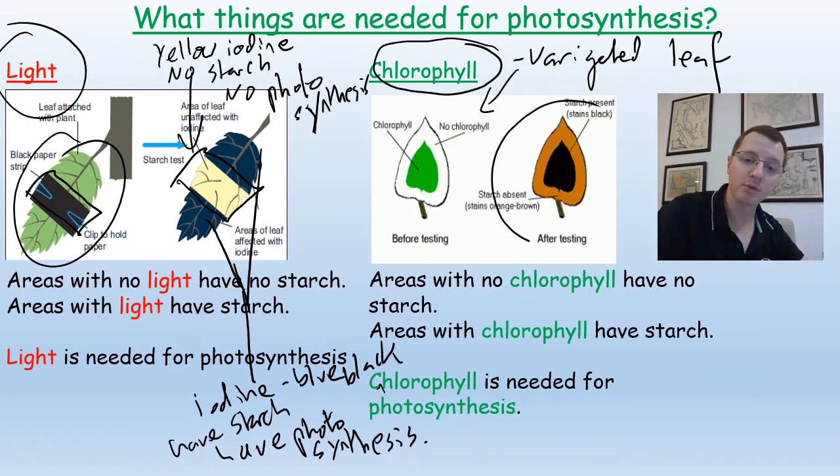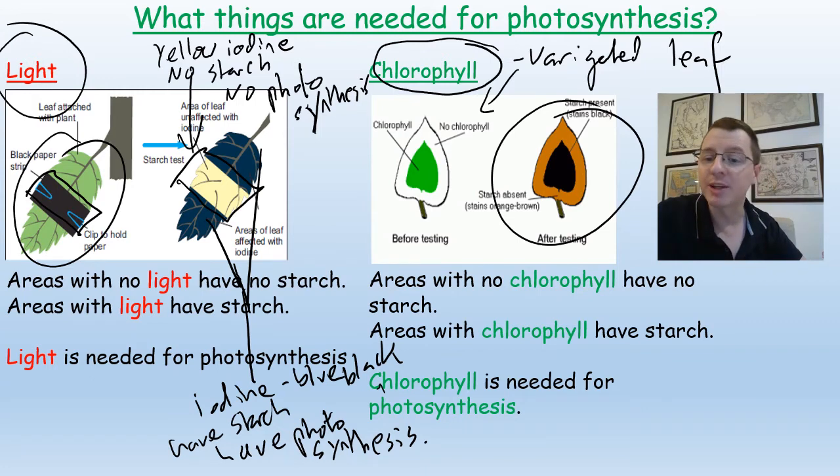Well, here's a set of results, and you may well have to label this in an exam, and it will be very similar labels to the labels we've already written previously with light. The conclusion is that areas with no chlorophyll have no starch, and areas with chlorophyll have starch. Therefore, chlorophyll is needed for photosynthesis.